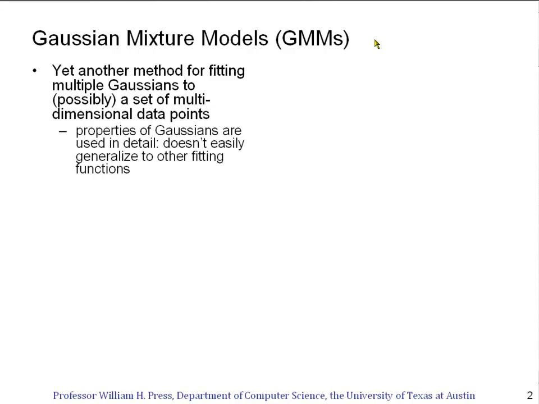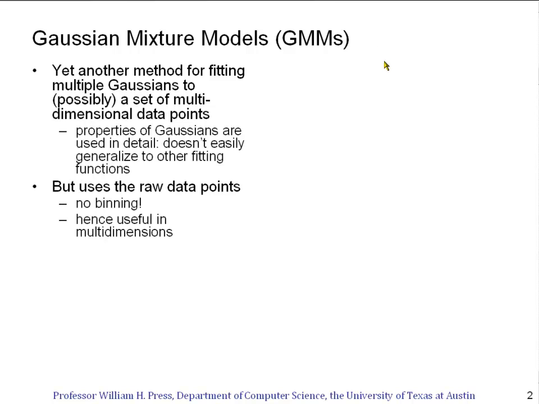Here, we don't have to bin the data. We can just use the raw data points. Furthermore, the data can be in greater than one dimension. These can be points in a multidimensional space. However, it does have the disadvantage that the properties of Gaussians are used in detail.